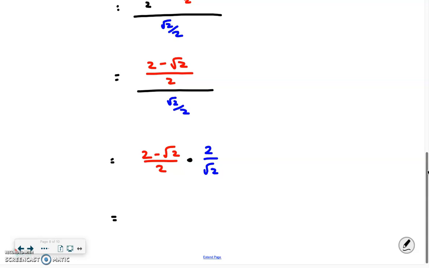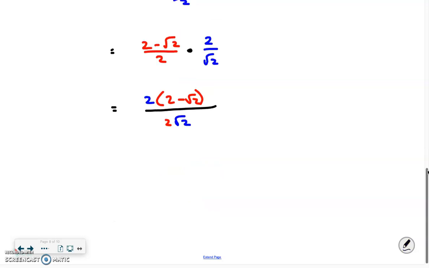I'm going to overdo this problem a little bit, quite frankly. If we were to multiply the numerator, this is what it's going to look like. Over the denominator, this is what it's going to look like. And at this point, yes, there are some cancellations. These 2's are going to cancel. These root 2's are not going to cancel. Again, that root 2 is part of a binomial. So what that leaves me with is 2 minus root 2 all over root 2.